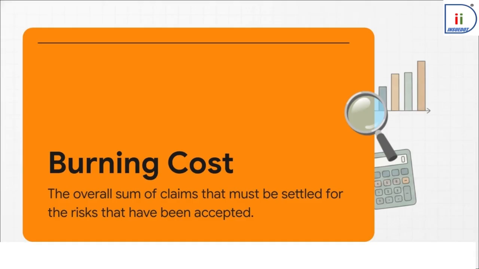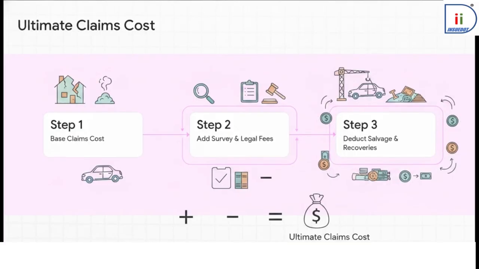It's the absolute net amount the insurer is on the hook for after every single obligation under the policies they've written is fully met. To actually figure out that ultimate net amount, we've got to look at the entire chronological lifespan of a claim. It's basically a three-step process. Step 1, of course, is your base claims cost, but the insurer's expenses definitely don't stop there. Step 2, we have to add in claim handling expenses. Think survey fees to assess the damage, or maybe legal and advocate fees.